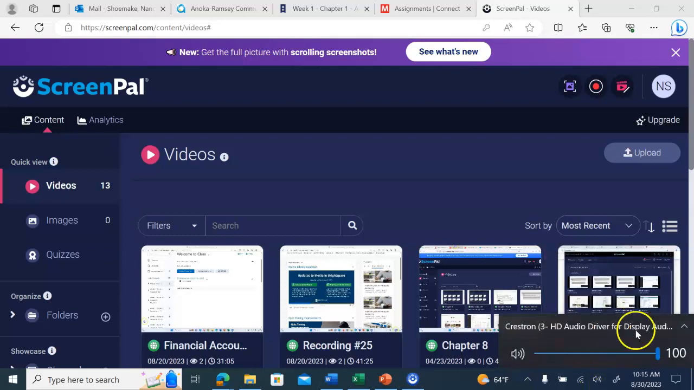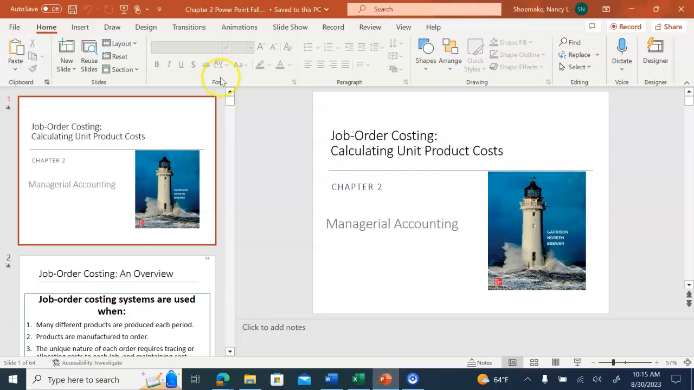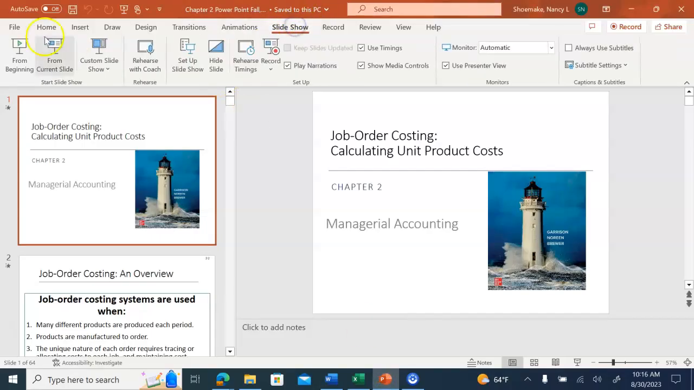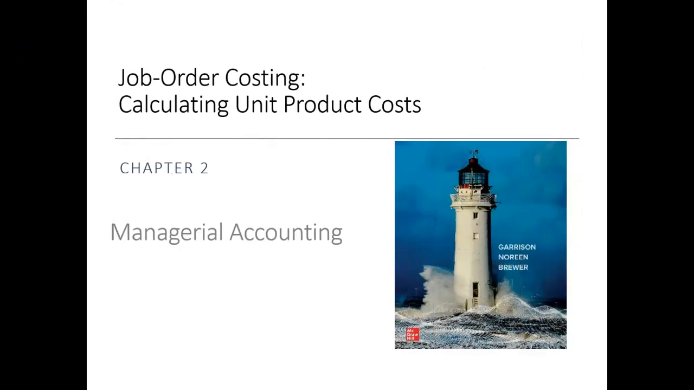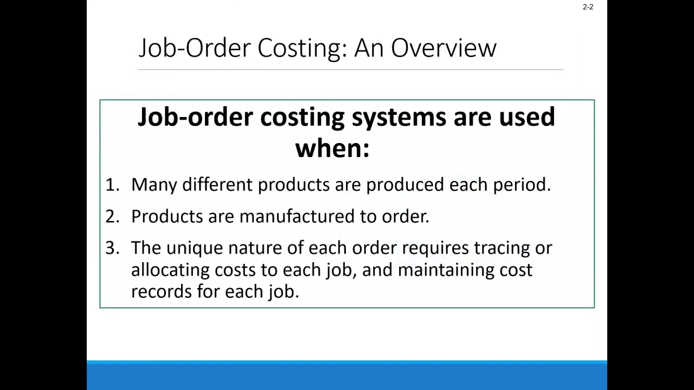Everybody, I am ready to start chapter 2. This is a fun chapter where we talk about job order costing.